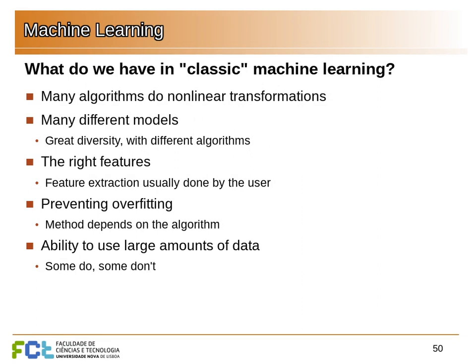In classic machine learning, we have many algorithms that do these nonlinear transformations. We have different models, and we can shift from one to another, but they work in very different ways. We have to find the right features by ourselves. So if you want to use a support vector machine or logistic regression or something like that, you need to figure out what features to use. The methods of preventing overfitting depend on the algorithm that you're using, and in some cases it's very hard to use large amounts of data.